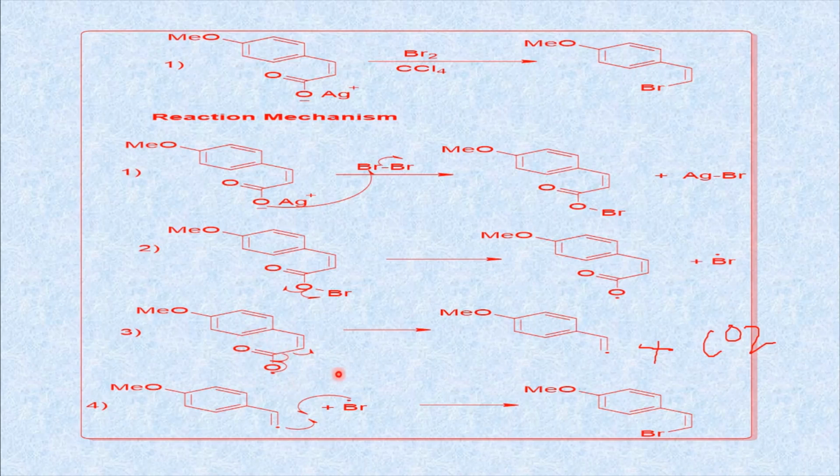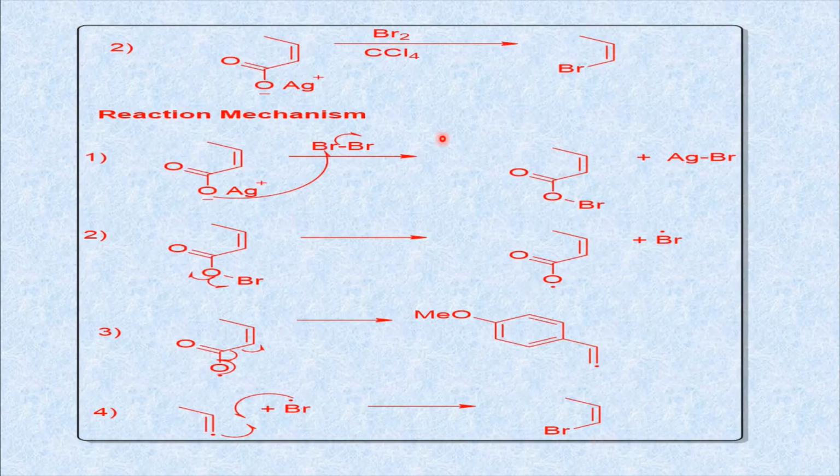Okay, that is CO2, and it generates a CH2 radical. Now in the next step, the CH2 radical reacts with this Br, and you will get your alkyl halide. So this is a simple reaction mechanism. Now let's move towards the next slide.